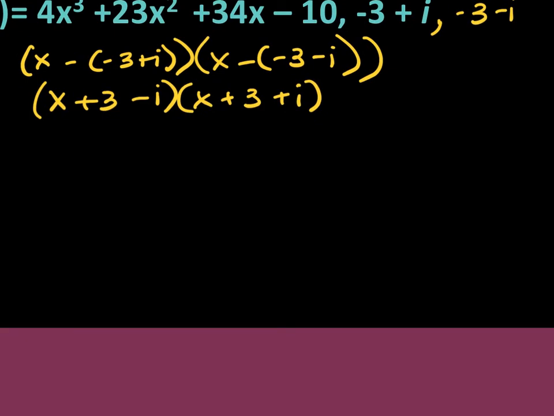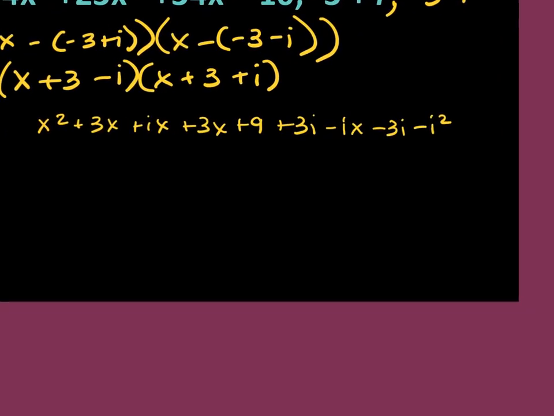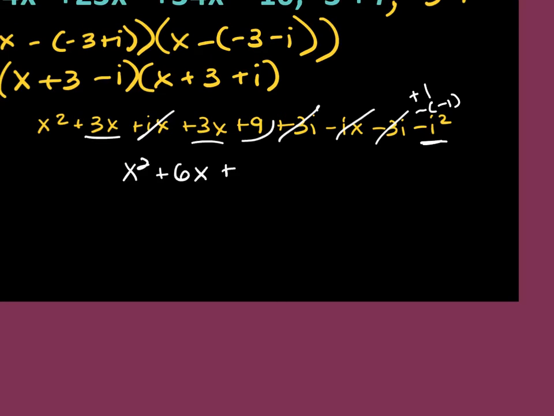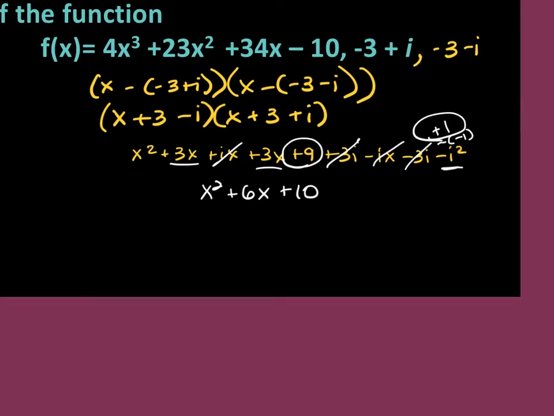Then I'm going to FOIL that out carefully, or multiply it out carefully. x squared plus 3x plus ix plus 3x plus 9 plus 3i minus ix minus 3i minus i squared. The i terms should cancel. Positive ix, negative ix, positive 3i, negative 3i cancel. And this becomes minus a negative 1, which becomes plus 1. x squared, combine my like terms, plus 6x plus, there's a 9 and a 1, which is 10. That goes on the outside.